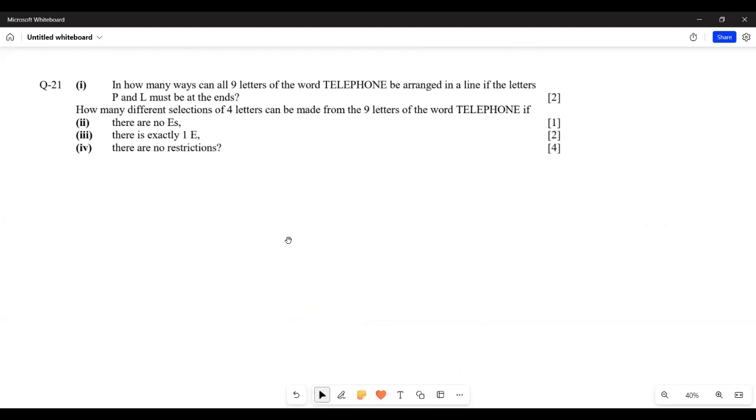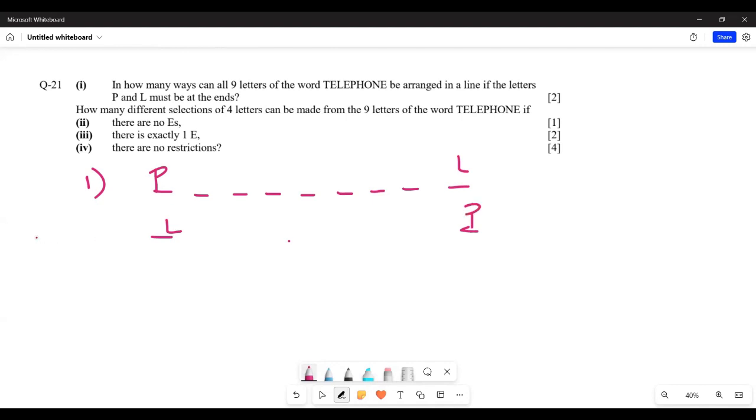In how many ways can all 9 letters of the word telephone be arranged in a line if the letters P and L must be at the end? Okay, P and L must be at the end. So there's just one P and one L. So P can be here and L can be here, or L can be here and P can be here. And then in between there are 7 slots.